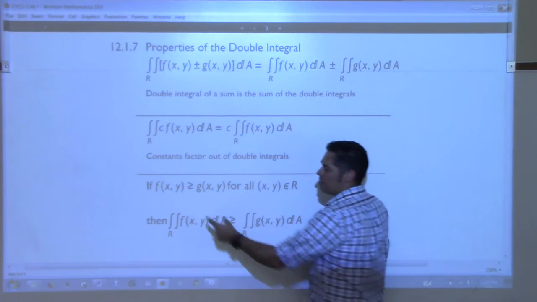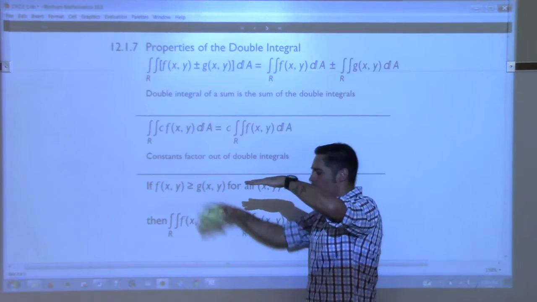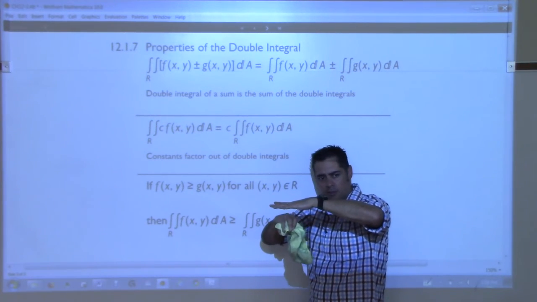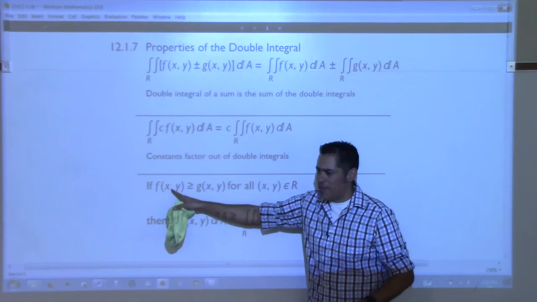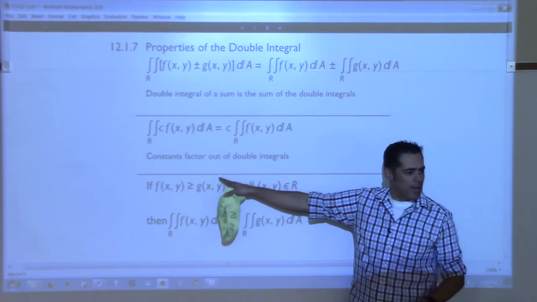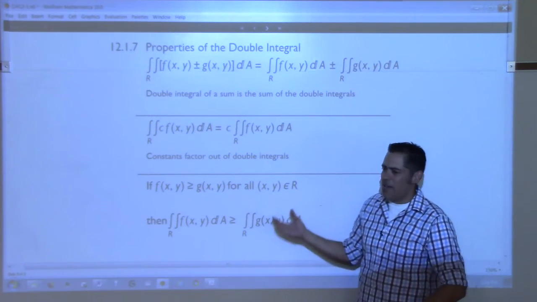If you have a surface that is hovering above or equal to some other surface, then you should expect that the volume under that surface should be bigger than or equal to the volume under the other surface. Does that make sense to you? Yeah. I mean, this is kind of obvious.